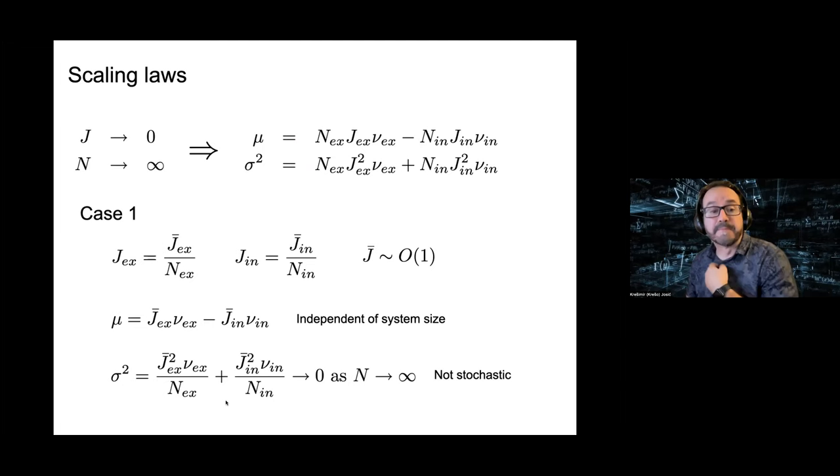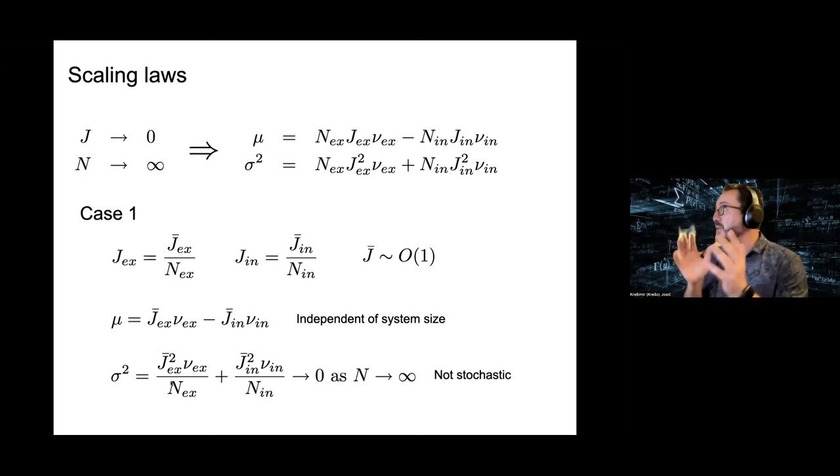And in that case, because of the JEX squared, if you scale it like that, you're going to have an NEX squared in the denominator, and the NEX in the numerator is going to cancel one of the powers of NEX, but you're going to have an NEX in the denominator. As the number of cells in the network grows, sigma, the variability, is going to go to zero.